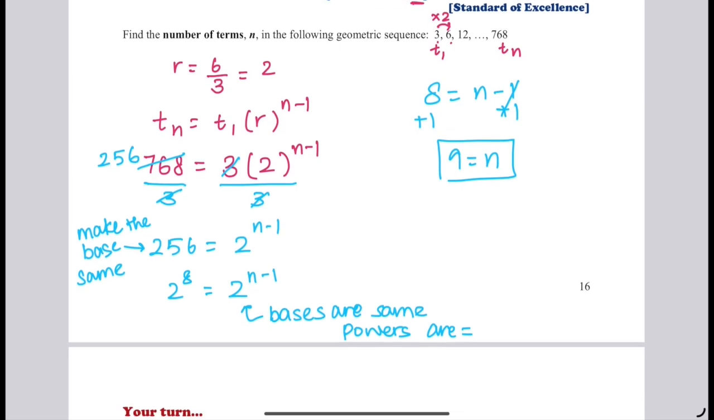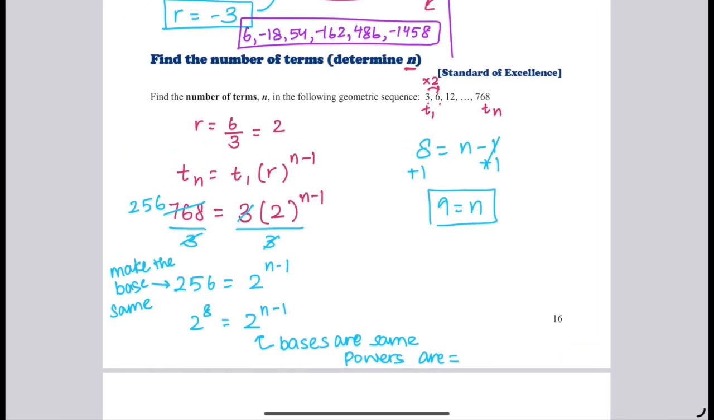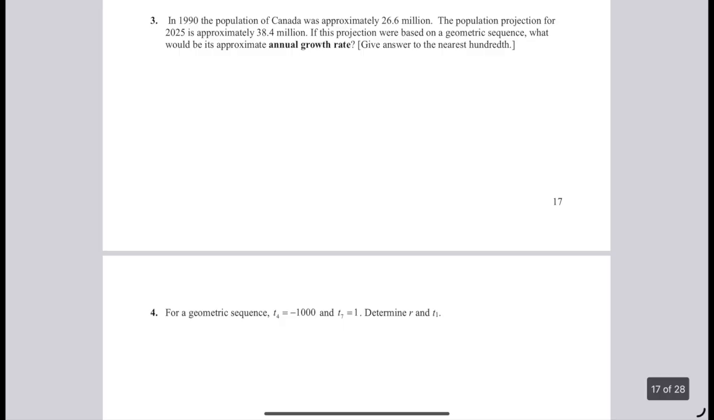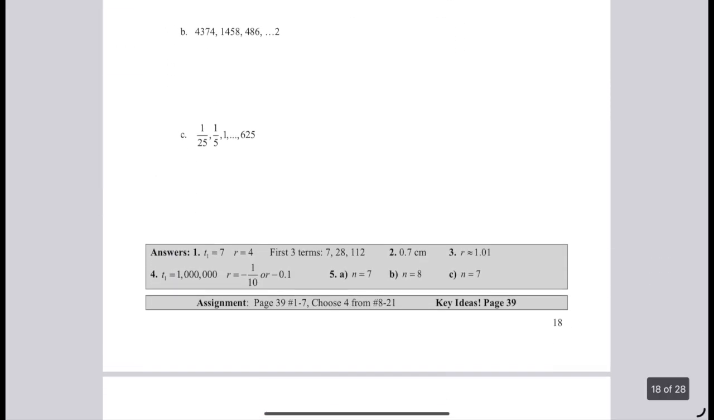That's it, you guys. There are 4 types of questions that can come from this lesson on your test. Try doing the your turn questions. You have the whole block to complete that, so you should be good. The answer keys are over here as well.